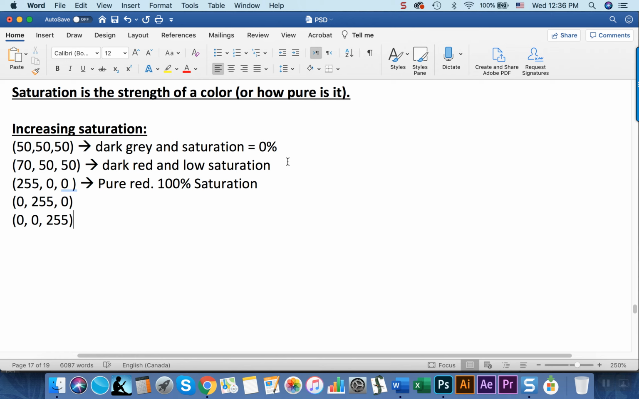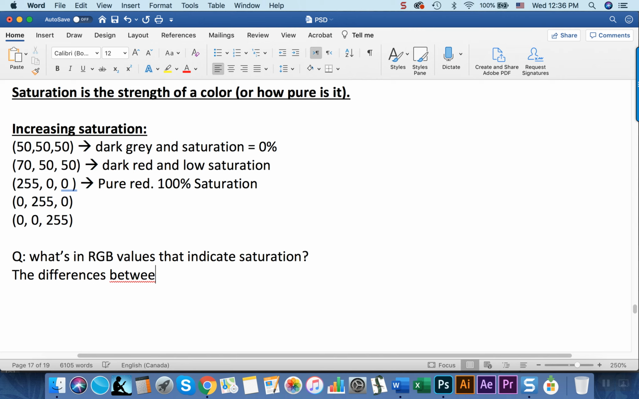So notice now we looked at RGB values. We started with putting the same number in all three, and we understood that that would result in grayscale, varying from black, 0, 0, 0, to white, 255, 255, 255. And now we understand we can increase saturation. So I'm going to write another question here. In RGB values, what indicates saturation? Let's see if you can guess that. If I gave you RGB numbers, what in these numbers will help you indicate what saturation they are? And the answer, if you guessed it, is the differences between them.